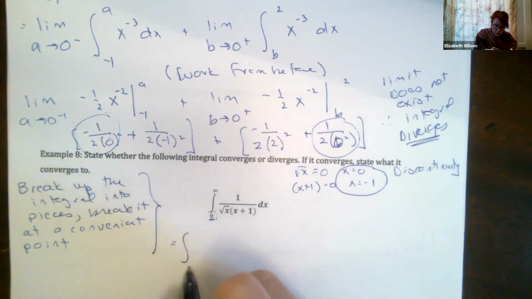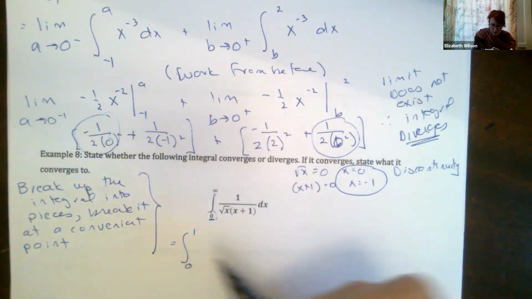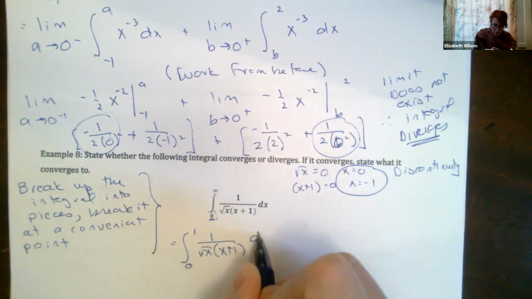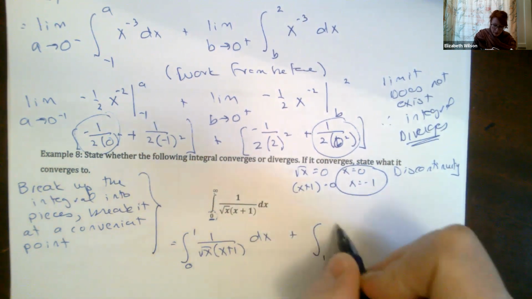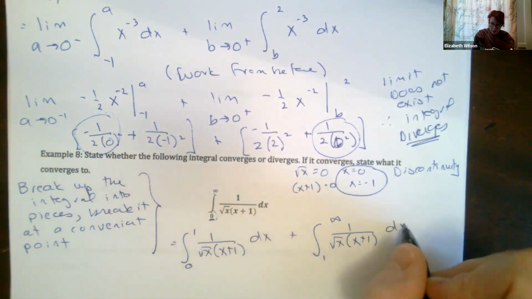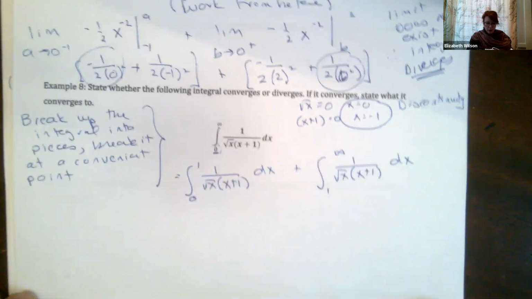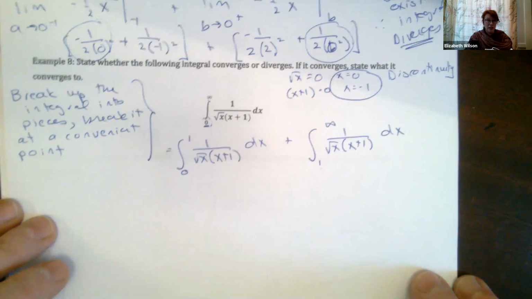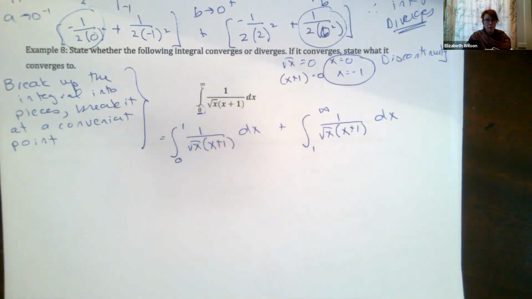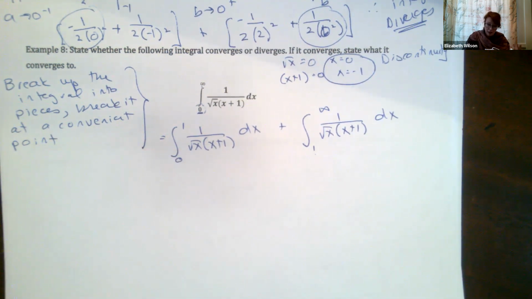So I'm going to go from 0. I don't have any other discontinuities inside of it, so I'll just choose 1. It doesn't matter. 1 over radical x plus 1 dx plus, and then I'm going to go from 1 to infinity, 1 over radical x plus 1 dx. It doesn't matter what value you choose. 1's really simple, right? When I go to do the antiderivative, it's going to make it easy. So you can choose any value you want when you break this up, but just make sure that you're choosing something that's not going to create a lot of headache for yourself.